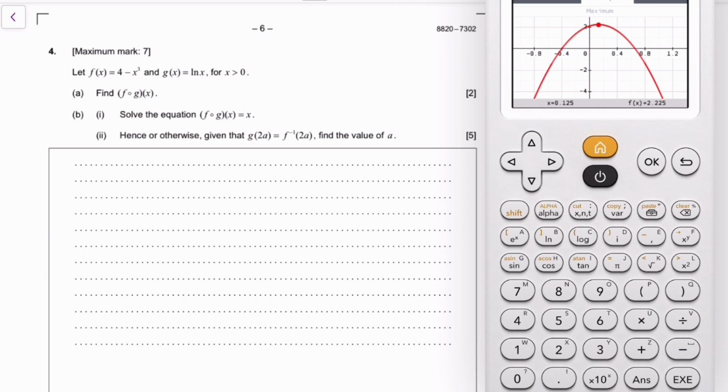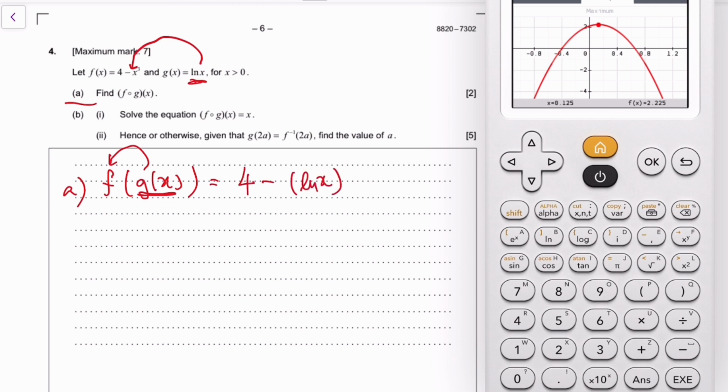Next, a composite function. So f circle g, remember, means f(g(x)), which means you put g into f. So you put g into the x of f, so it's 4 minus ln(x) cubed. Then you want to solve the equation of this equal to x.